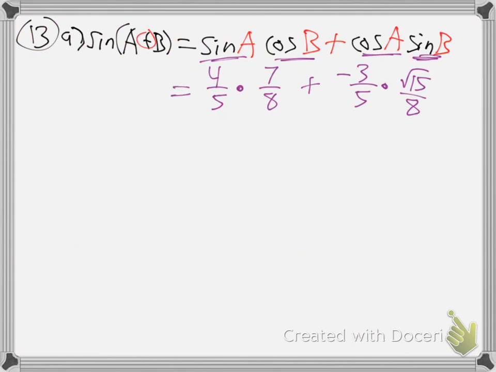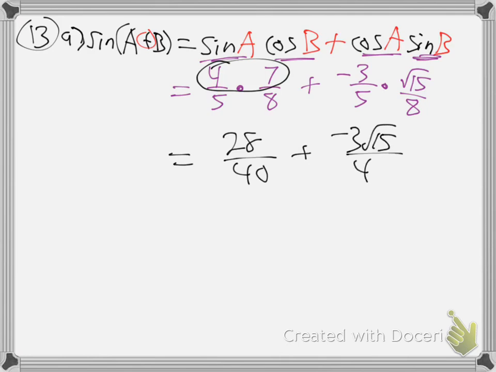Good. And then coming on down, multiply those together. 4 times 7, 28 over 5 times 8, 40. Plus, and then negative 3 root 15 over 40. Just put them together into one fraction. 28 minus 3 root 15 over 40.